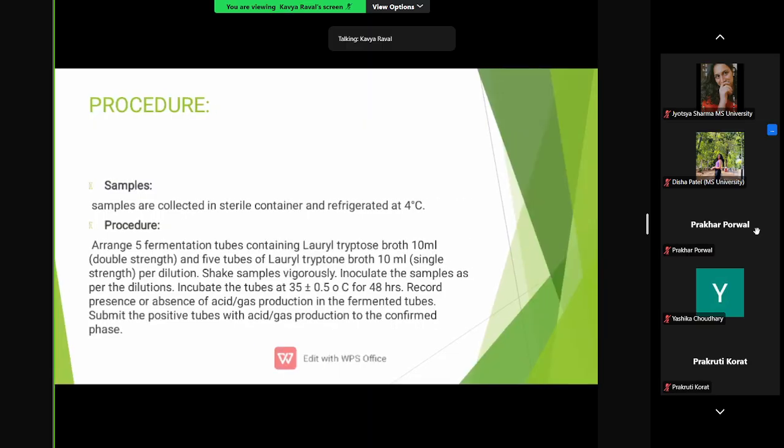The procedure for the test. So for that, firstly we have to collect the sample. The samples are collected in a sterile container and refrigerated at 4 degrees.